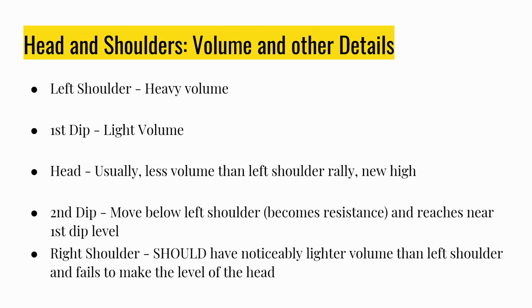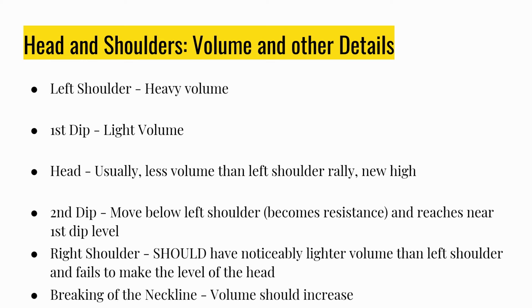The right shoulder should have noticeably lighter volume than the left shoulder, and it fails to make the level of the head, and therefore a higher peak was not formed, signaling a reversal. Remember, in an uptrend, there needs to be consecutive higher highs. Finally, the breaking of the neckline occurs, and when this happens, volume should increase to confirm the price action.